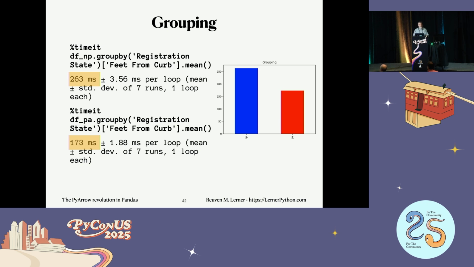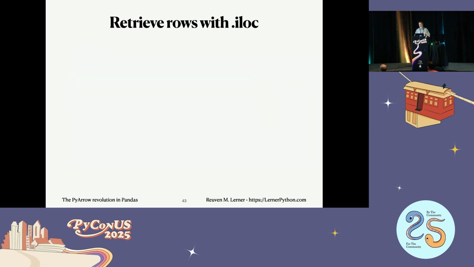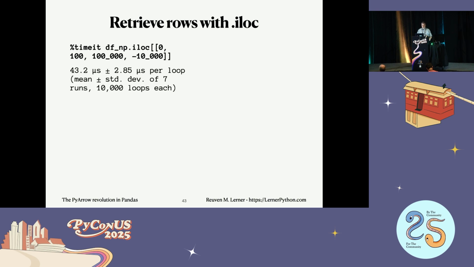But remember that PyArrow assumes that you are doing a lot of work by columns. And so the moment that you start using rows, it's a little different. And by a little different, I mean a lot different. So I'm going to use .iloc, right? Those of you who are used to pandas know that there are two ways for us to retrieve by the index. One of them is .loc, which uses the actual index name values. The other is .iloc, which does it by position. So here I'm saying I don't care what the index is in my data frame. I want to retrieve from row positions 0, 100, 100,000, and minus 10,000. And that works, and it takes 43.2 microseconds.